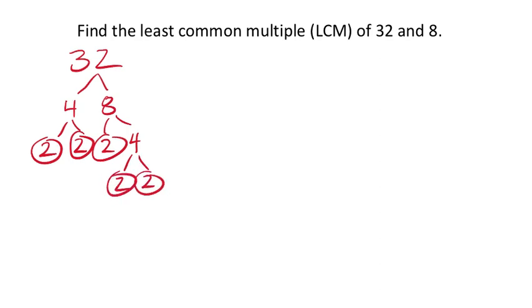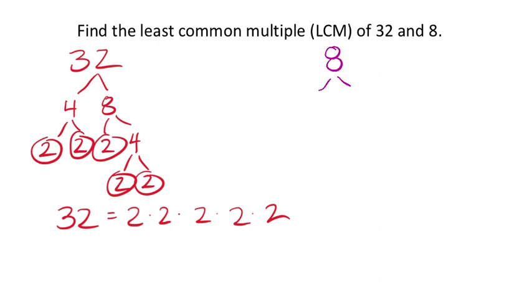All right? So I'm going to list my prime factors of 32, which is 2 times 2 times 2 times 2 times 2. 5 2's all multiplied together. Now I'm going to use a factor tree for 8 as well, which we've already done over here. I use 2 and 4. 2 is prime, and then 4 is 2 and 2.